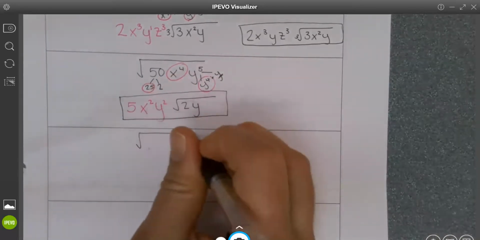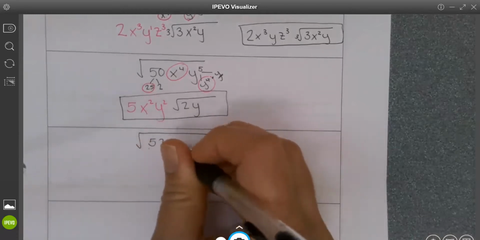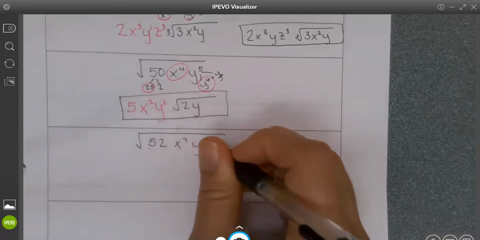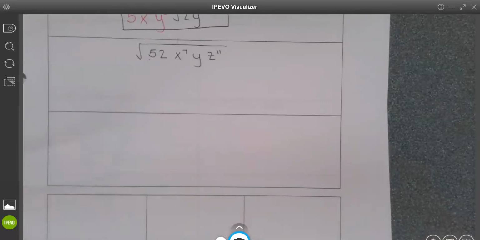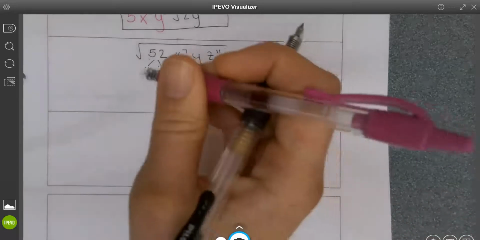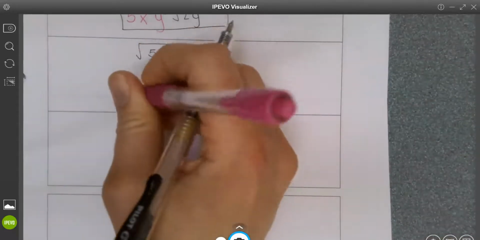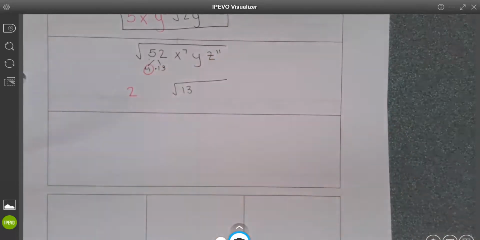Let's look at another square root. Square root of 52 x to the 7th y, z to the 11th. And again, I would pause the video and see, well, what would I do here? How would I approach this? And I would say, well, 52 is not a perfect square, but it is 4 times 13. So here's my perfect square factor of 4, gives me 2, leaving 13 inside my radical.